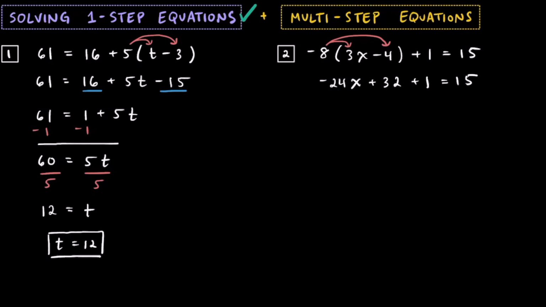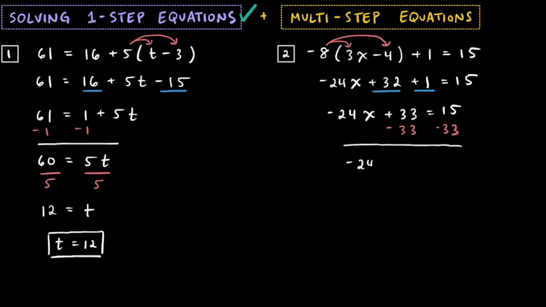On the left side, it looks like we have some like terms, this positive 32 and positive 1. So we can say this is negative 24x plus 33. That's going to be equal to 15. Okay. Next, we want to get the x term alone. So we're going to go ahead and subtract the constant. So let's subtract 33 from both sides of the equation. If we subtract 33, we'll get negative 24x on the left side, and what's 15 minus 33? That's going to be negative 18.